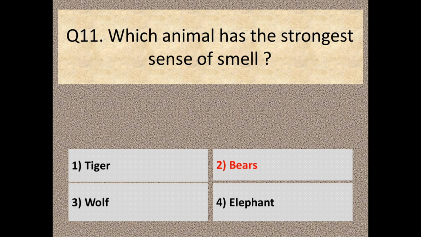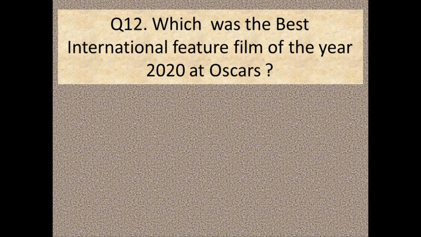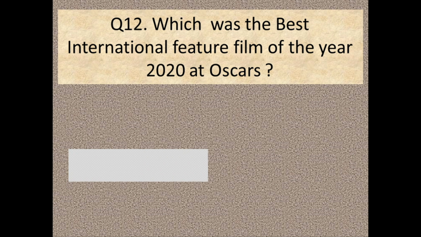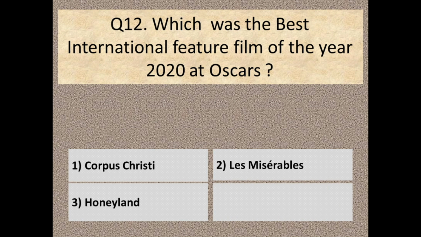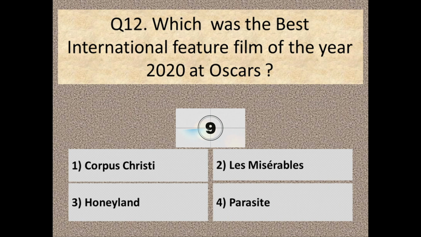Next question. Question 12. Which was the best international feature film of the year 2020 at Oscars? Here are your options. Option 1, Corpus Christi. Option 2, Les Miserables. Option 3, Honeyland. Or, Option 4, Parasite. The correct answer is, Option 4, Parasite.